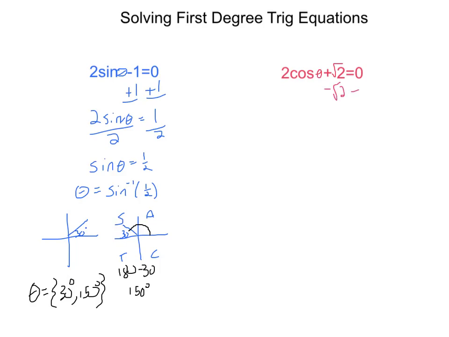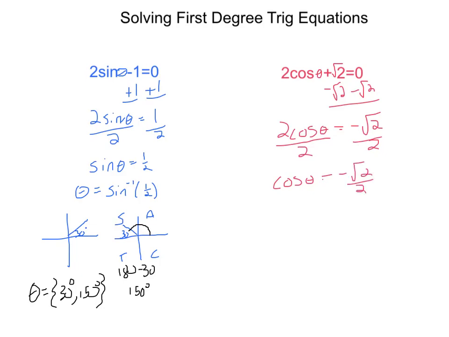Subtract the rad 2 over, so you end up with 2 cosine theta is equal to negative rad 2. So you've got a negative now, so keep an eye on that. Divide by the 2, and you get cosine theta is equal to negative rad 2 over 2. So here's where we'll do a little inverse trig again. So you do the second cosine button on your calculator, or use the unit circle if you'd like, of negative rad 2 over 2. So theta equals the inverse cosine of negative rad 2 over 2.